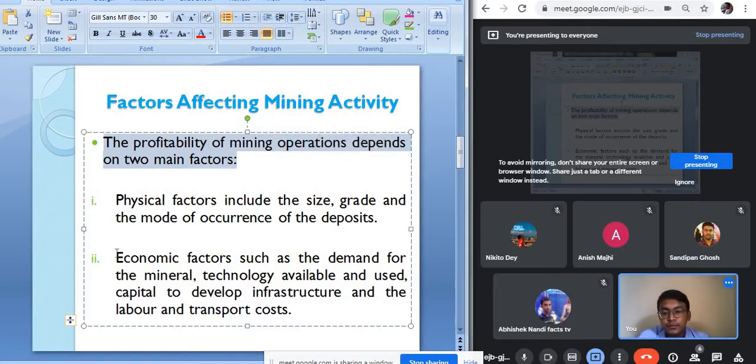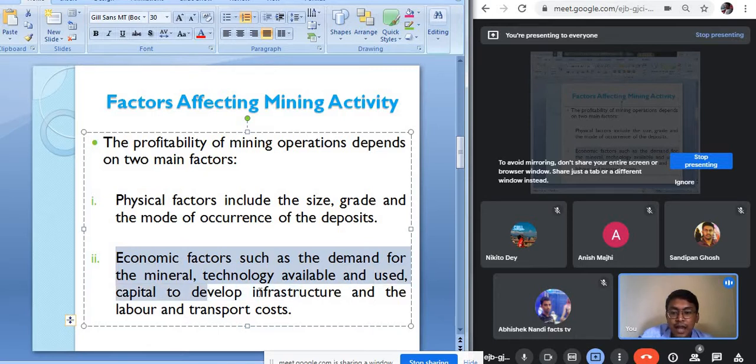So economic factors such as the demand for the mineral, the technology available and used, the capital to develop infrastructure, and the labor and transport cost, these are the other different factors which influence the mining activity. These are the different factors on which the profitability of the mining activity depends.